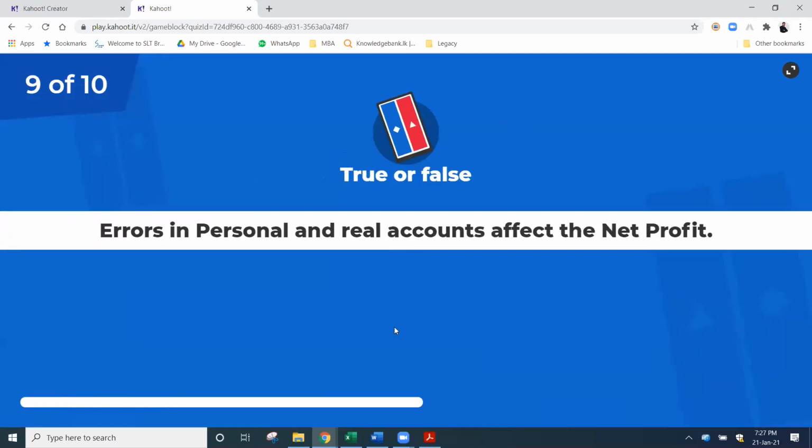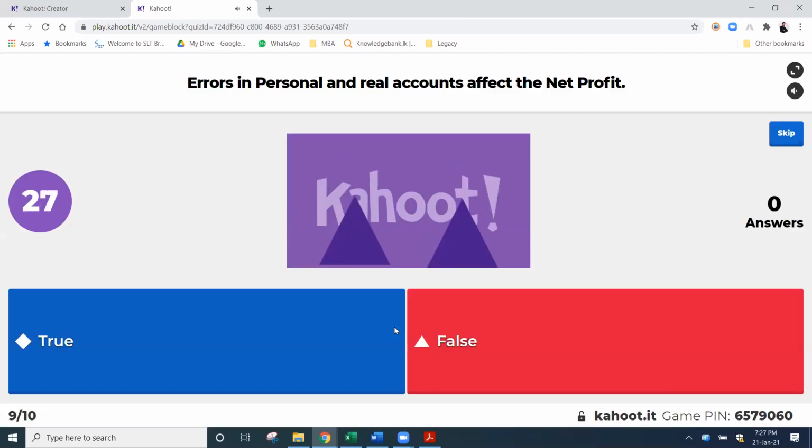Question number 9. Errors in personal and real accounts. So we have learned the types of accounts. There are 3 types of accounts: nominal accounts, personal accounts, and real accounts. Personal account means the debtors, creditors, the persons. Real accounts, as I said, real estate, PPE, property, plant, and equipment. Nominal accounts, income and expense accounts.